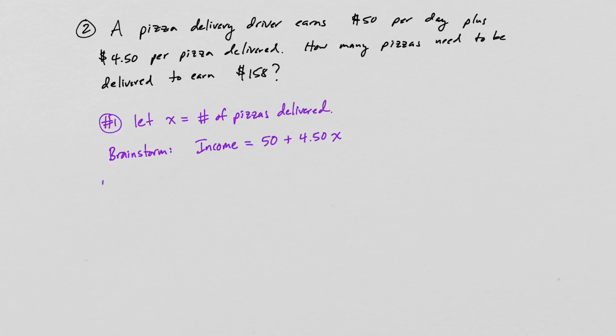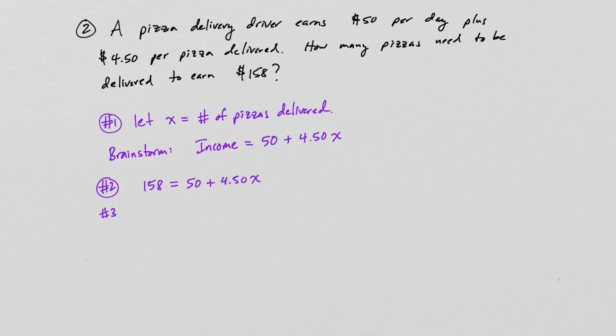So now, step number 2, to write an equation where we can actually solve for X, we need to fill in a value for the income. But we know this value. They want to know how many pizzas to earn $158. So this is the income. So if we substitute $158 in for the income, we get this equation.